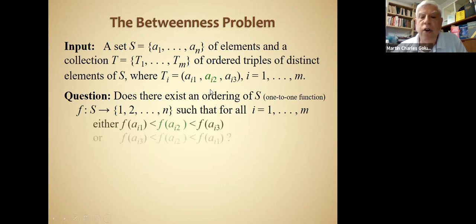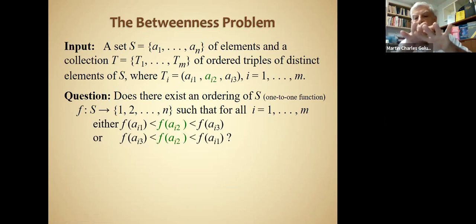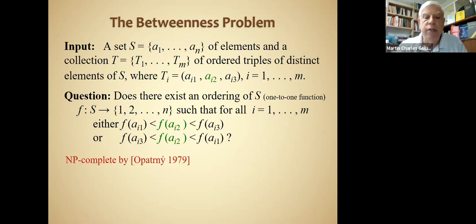And the question is, does there exist an ordering of S, a one-to-one function F from S to the numbers one through N, such that for each triplet, for I equals one through M, the order in which they appear in my ordering F is either the first, the second, then the third, or the third, the second, and the first. So that distinguished element in the middle has to be in the middle. So I've rearranged the items into an order, and for every triplet, this has to be satisfied. This is a long known NP-complete problem since 1979.